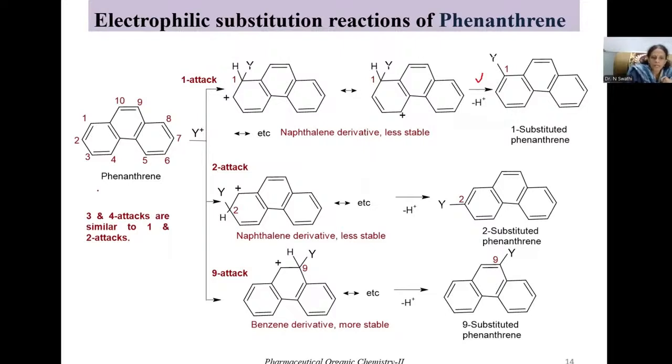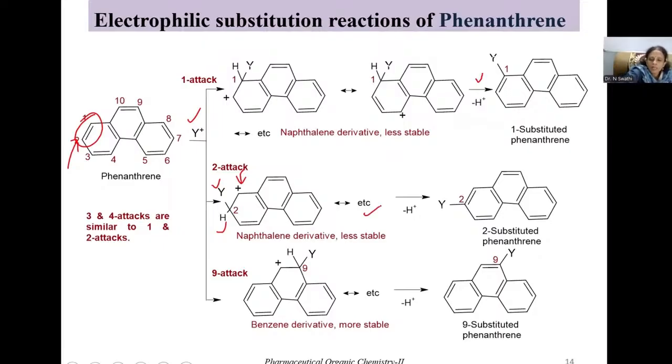Now coming to the 2 attack, this is the second position. When the electrophile attacks at the second position, it utilizes the double bond present at the second position. Hydrogen is already present at the second carbon, and the Y group, that is the electrophile, is attached to the second position. In that case, the first position becomes electron deficient. That is why a positive charge is shown at the first position. Here also a few more resonance structures are possible, just shown as 'and so on'.